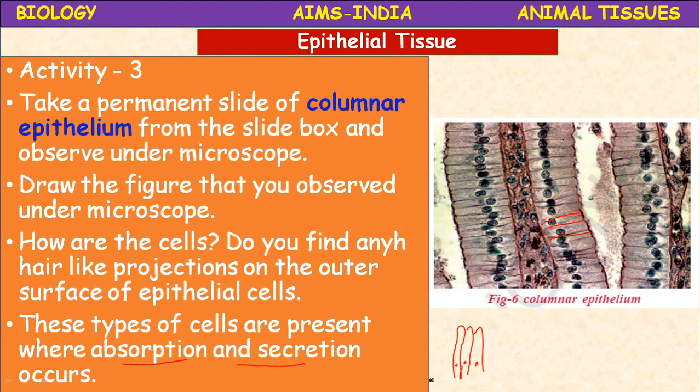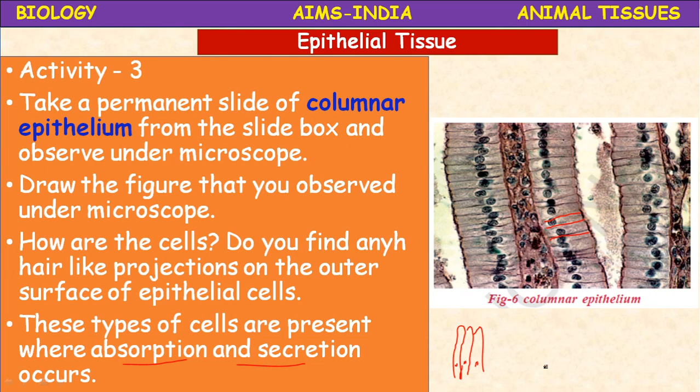I am giving you an example here. The columnar epithelium is present in the intestine, that is, the microvilli of the small intestine. It is called brush border columnar epithelium. It also lines the stomach, intestine, gallbladder and bile duct, some important parts of the digestive system, internally lined by columnar epithelium.